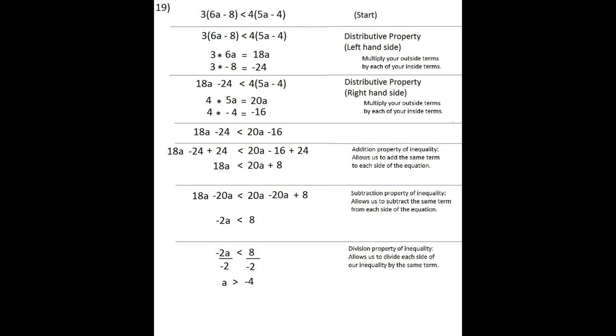All right. Last step, divide by negative 2. Now, you know if we're dividing or multiplying by a negative, what's our rule? We got to reverse that sign. So that goes from less than to greater than, and a is greater than negative 4.